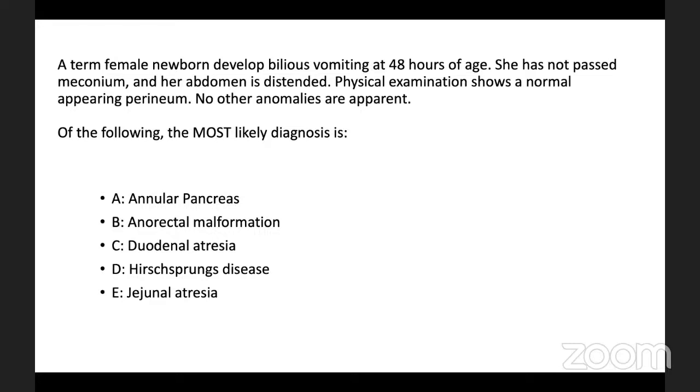Sir, as for me, there is a history of bilious vomiting. That's why I chose duodenal atresia. While the kid could have coexisting Hirschsprung disease, that will be revealed later on by other investigations as well. So, as per me, this is the most probable answer. Thank you, Dr. Sarish. Anyone else? Dr. Samita, you can unmute yourself. You can talk.